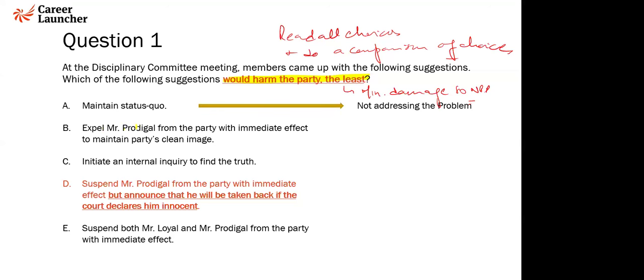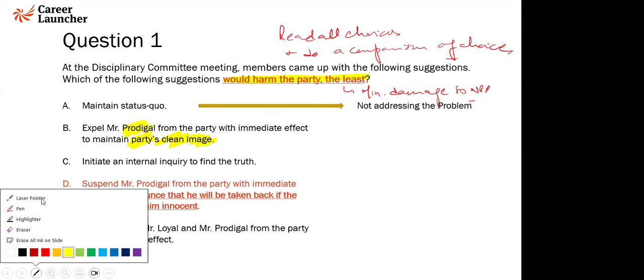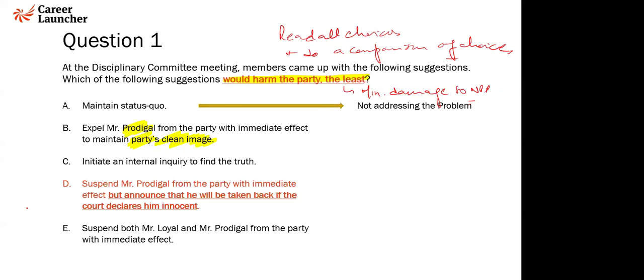Expel Mr. Prodigal from the party with immediate effect to maintain party's clean image. Now, what's good about this choice or not good about this choice? What is it that you are unhappy with if you look at this particular choice? I would not say extreme, but it is premature. Expel him on what basis? Are you the judge, jury? Are you the court system which is saying that the person is guilty?